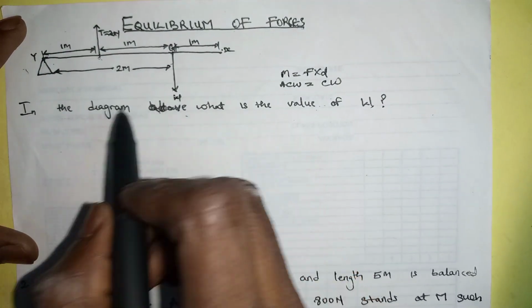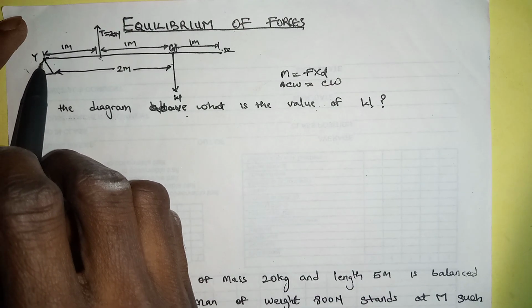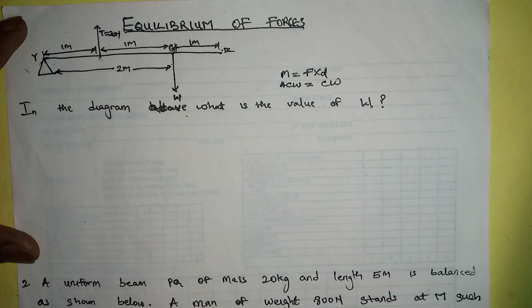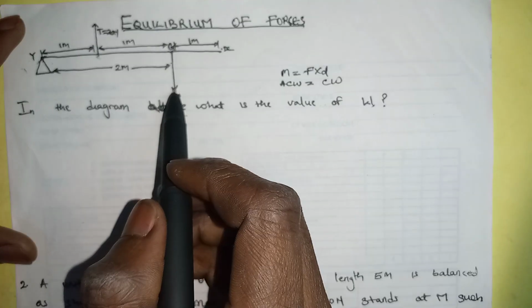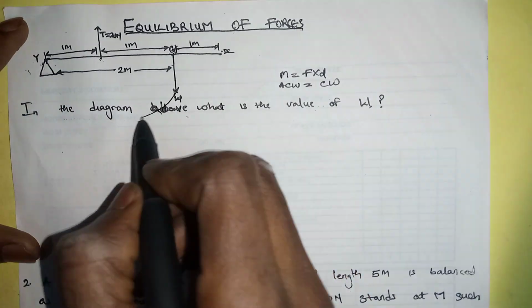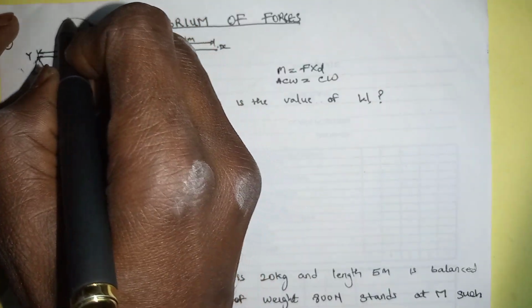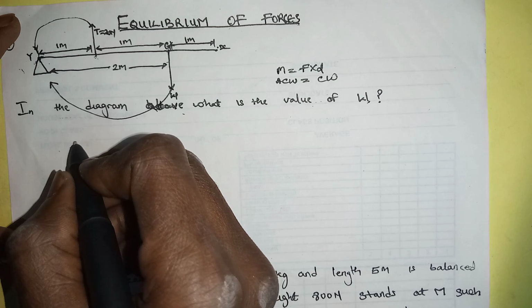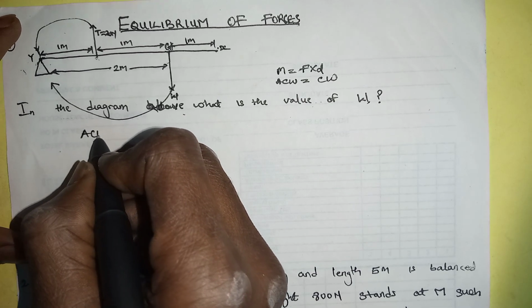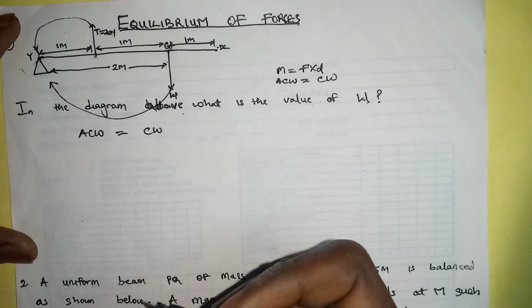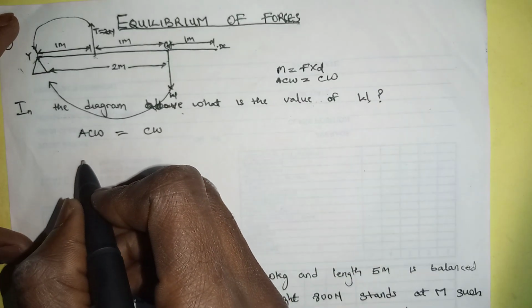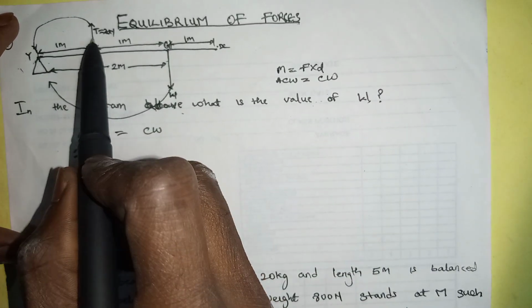So for this W to move to the point of the pivot here, it is going to move a distance of 2 meter. Remember that upward force must be equal to downward force, or the clockwise must also be equal to anti-clockwise. So we can just say that the anti-clockwise will be equal to clockwise. I can say upward force will be equal to downward force in some cases if you have many forces in the question. So here we have 20 Newton.